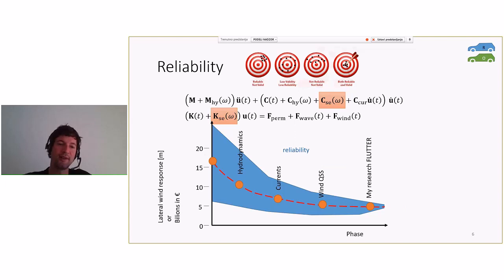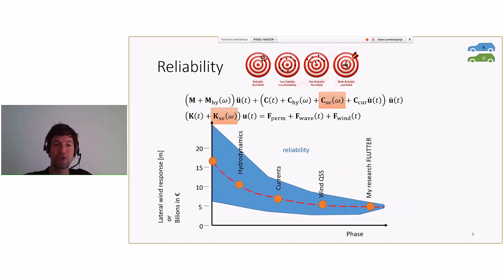Moving forward, I would also like to introduce a new concept, a new angle of view, on how to look at the results of the research. The first is the concept of reliability, and that might be fairly well known to researchers that work in this area. But it's also very interesting for the owners, since for the units of the graph below, you can have two units. One is the lateral wind response, which is in meters. This is quite convenient for the design, or you can simply translate it into euros. That could be billions of euros, and that could be potentially interesting for the investors.